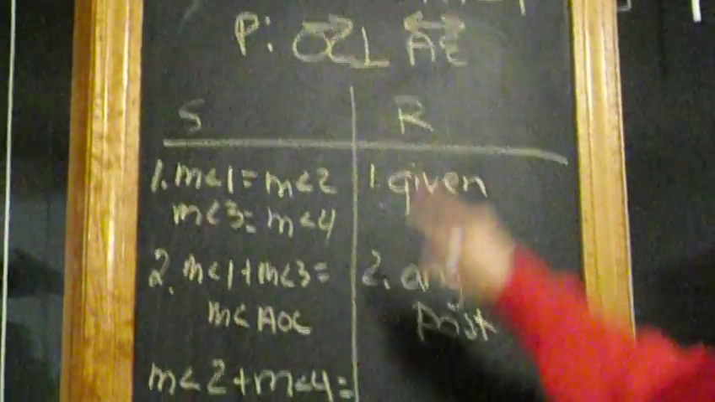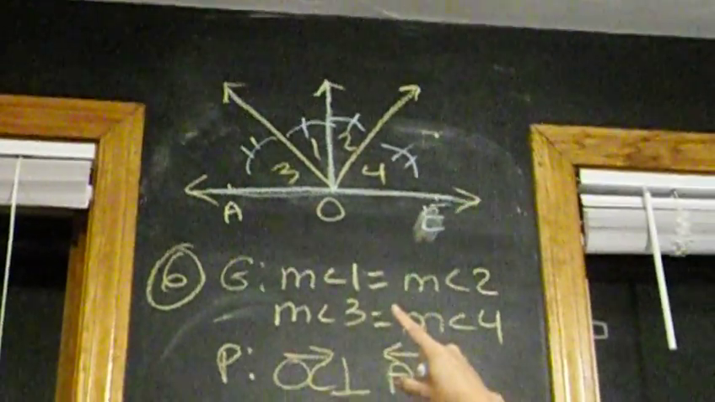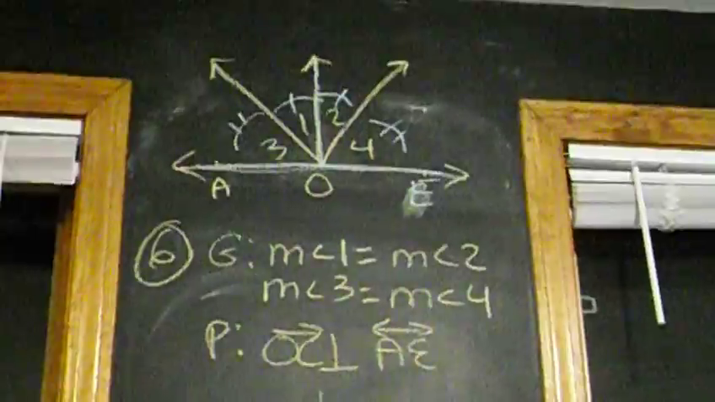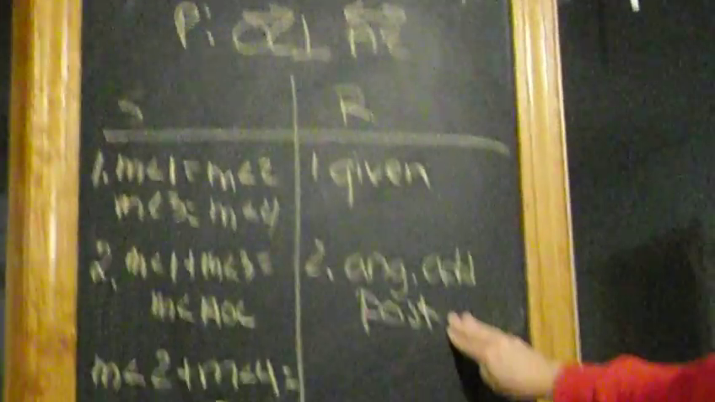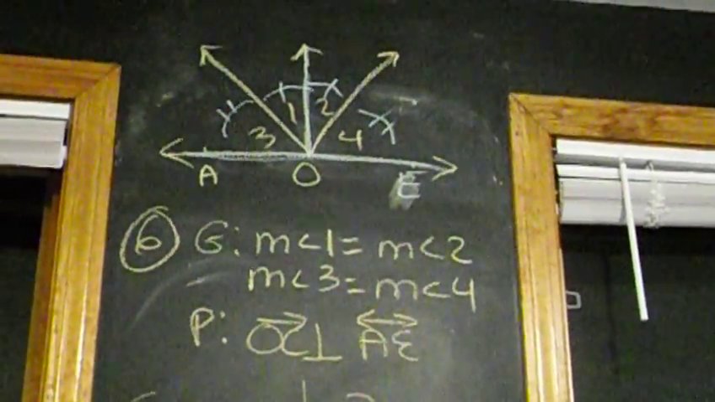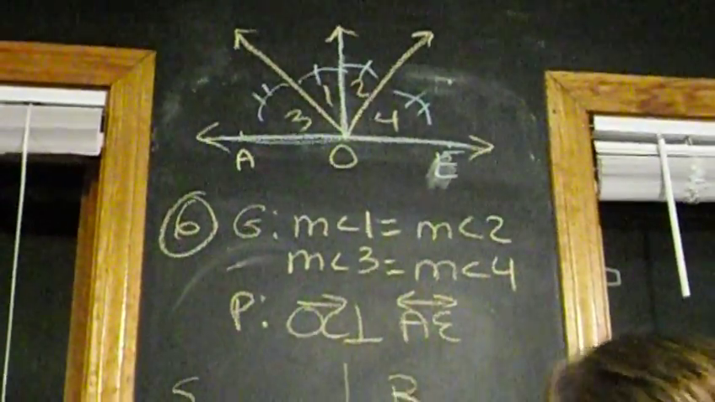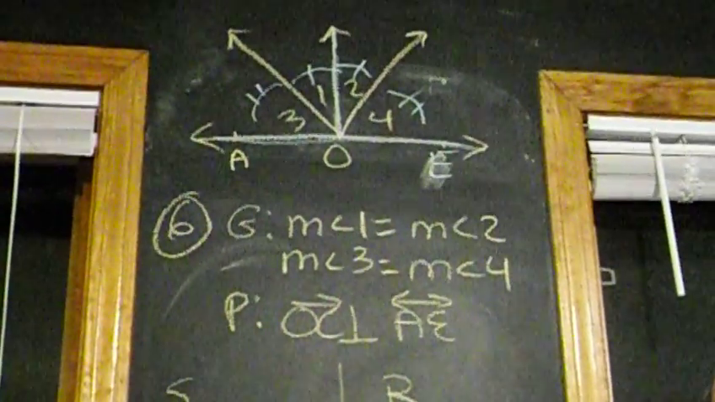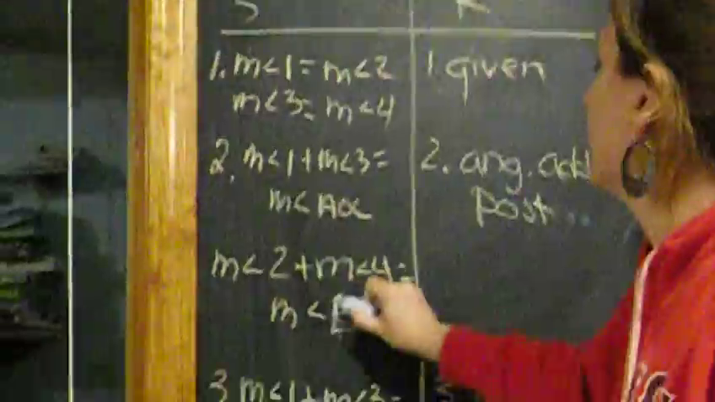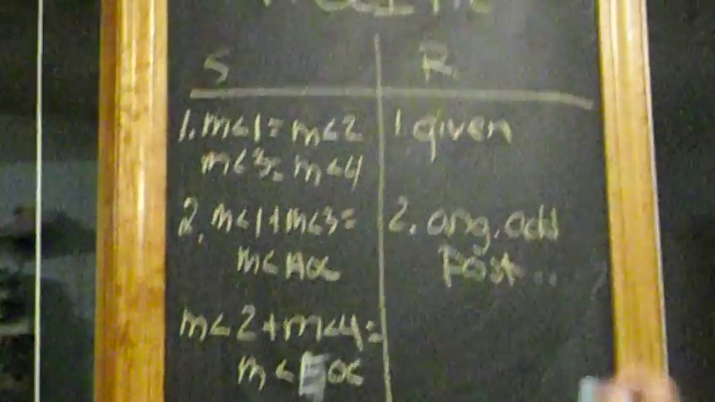Step 2, the measure of angle 1 plus the measure of angle 3 equals the measure of angle AOC. C is at the top there. We know that from the angle addition postulate. And we also know that 2 plus 4 equals that other angle, BOE. Should say BO. No, it should say EOC, sorry. EOC. Okay, from the angle addition postulate.